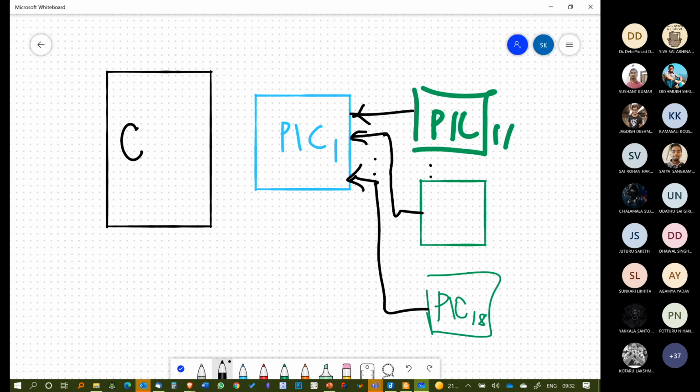Right? And to each of these PICs, I have an interrupting device. So all in all, the last device will be IO 64. So 64 devices can do that.